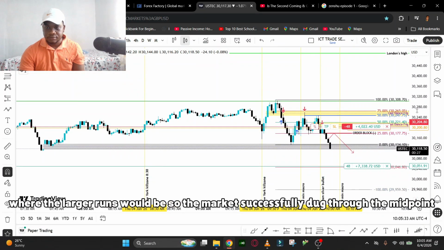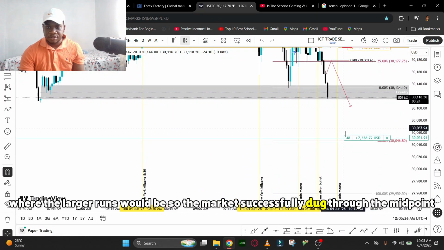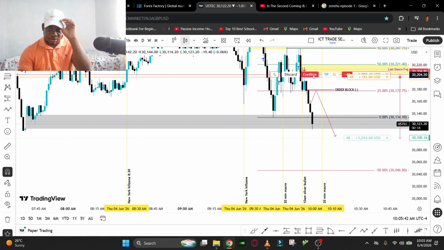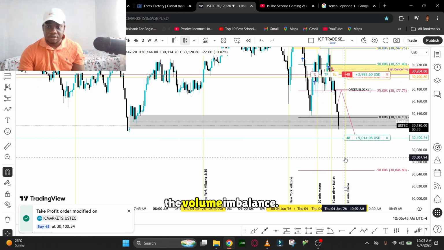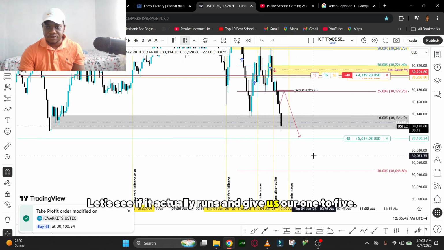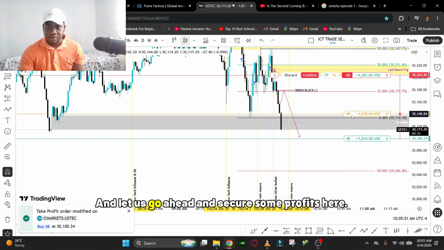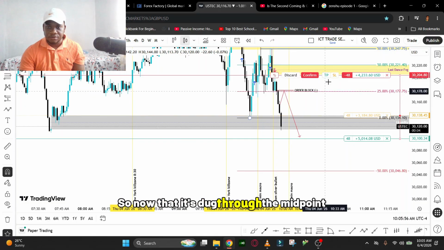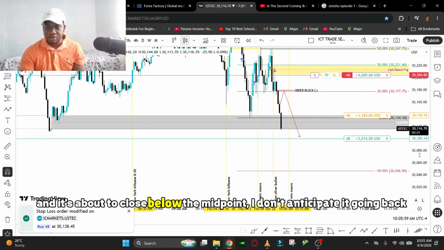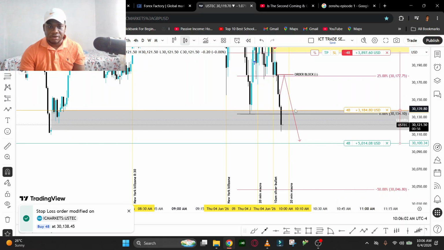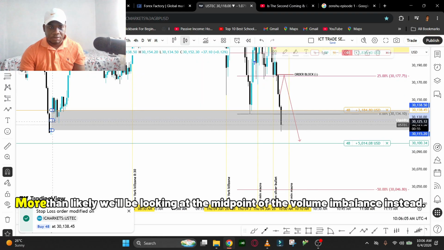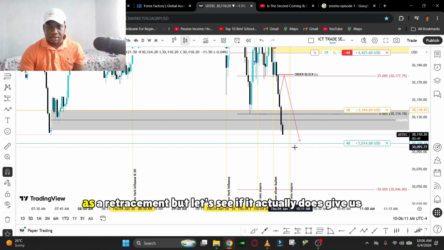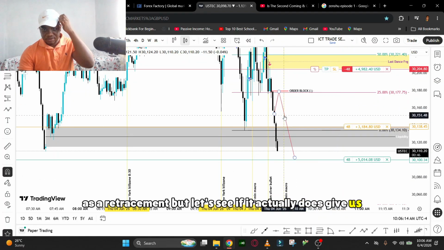So the market successfully dug through the midpoint of the volume imbalance. Let's see if it actually runs and gives us our 1 to 5. And let us go ahead and secure some profits here. So now that it's dug through the midpoint and it's about to close below the midpoint, I don't anticipate it going back up to the top of the volume imbalance. More than likely we'll be looking at the midpoint of the volume imbalance instead as a retracement. But let's see if it actually does give us that 1 to 5.